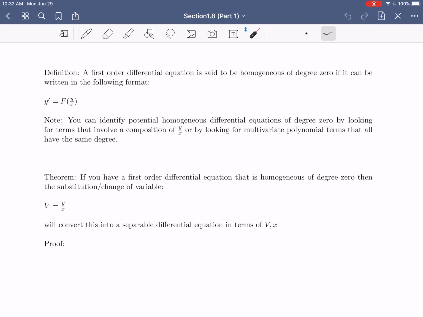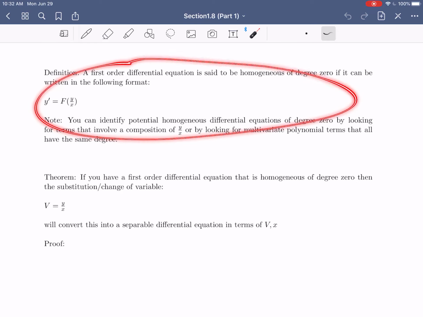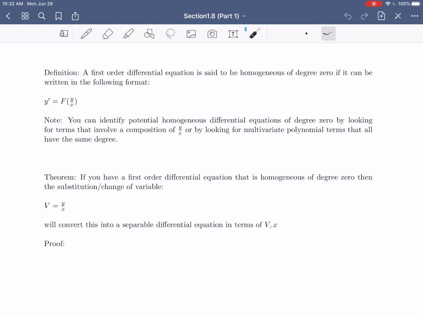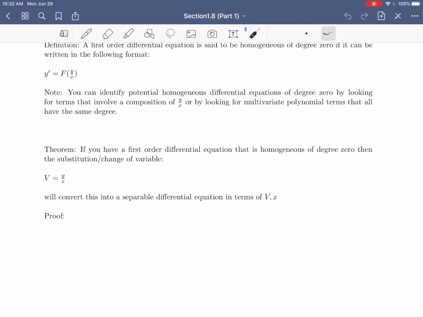And of course, as we do our examples, we'll talk a little bit more about that. Okay, so why are we going to be focusing on these homogeneous degree 0 differential equations? Well, it's because we have this theorem that tells us that if we use a particular change of variable, we can convert homogeneous degree 0 differential equations into something that we're used to.